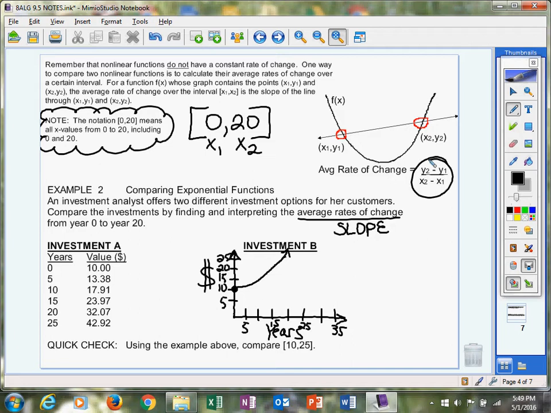We're going to do change in y over change in x, but we need to know 2 points in order to do that. And they're going to give us this range. Either they'll tell us what year to what year. They will tell us in the problem what that particular range is, or what that interval is. So let me model example 2, and then you can try the quick check on your own, okay? All right, let's take a look.